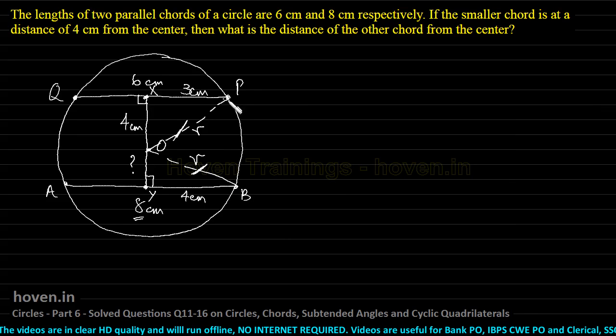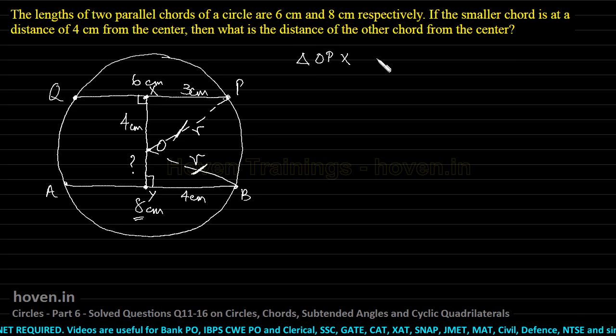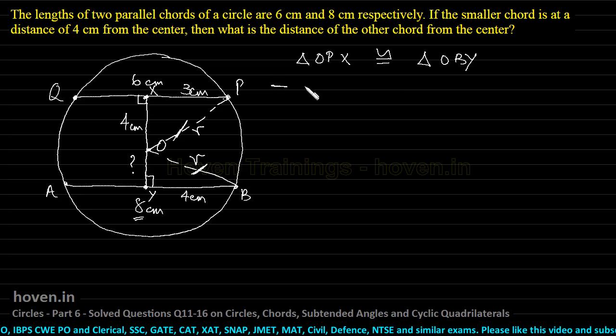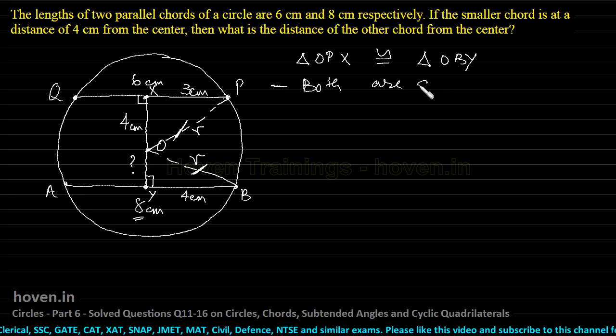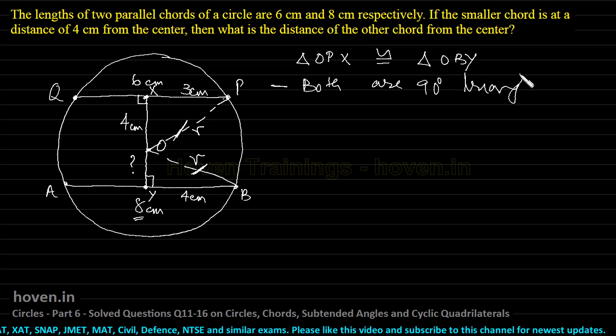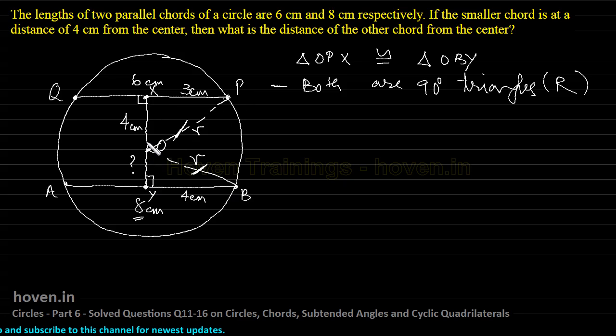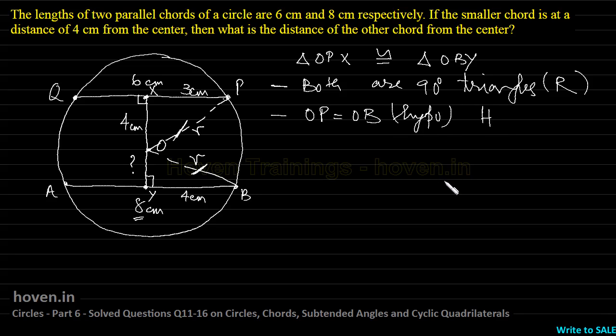And we also reasoned out that this arm OP will be equal to this arm OB. Now, I assert that triangle OPX is congruent to triangle OBY. Now, why are they congruent? First of all, both are right angles. Both are 90 degree triangles. So we can write R here. Now also see that OB is the hypotenuse for this triangle and OP is the hypotenuse for this triangle. Therefore, their hypotenuse OP is equal to OB. Hypotenuses H are also equal to each other.